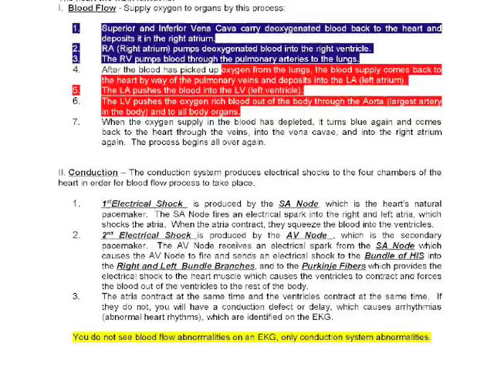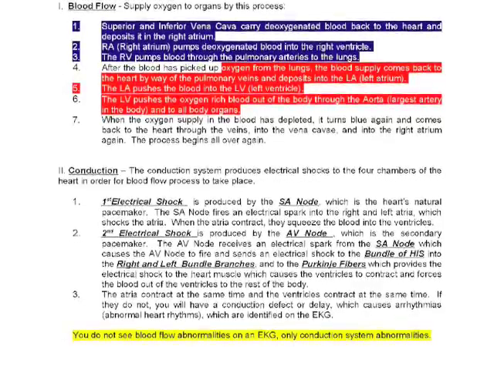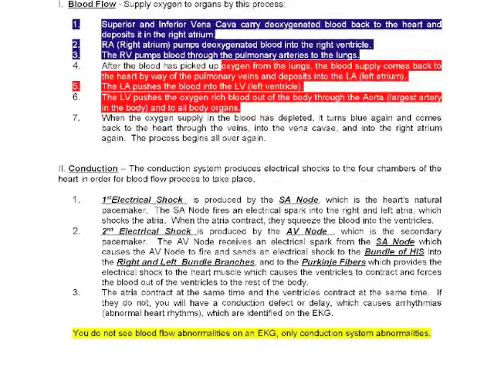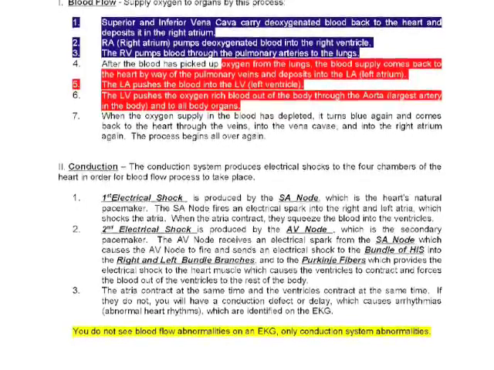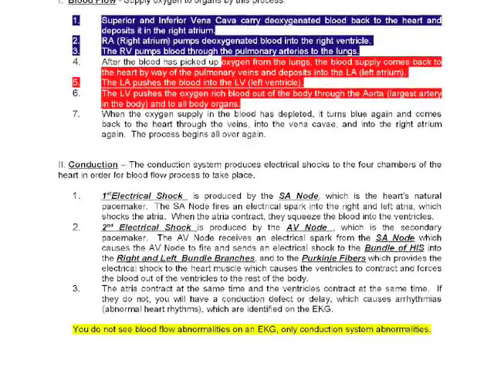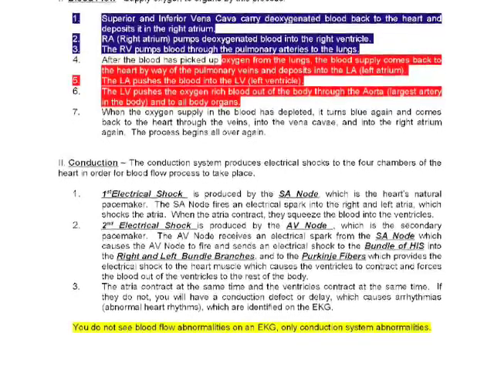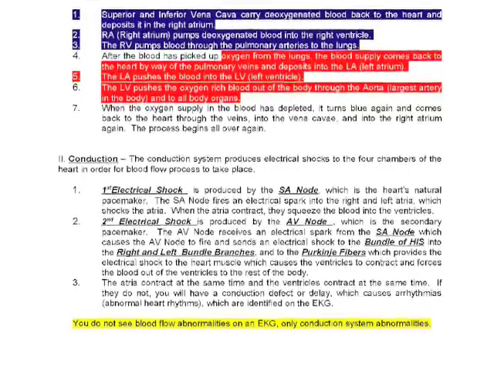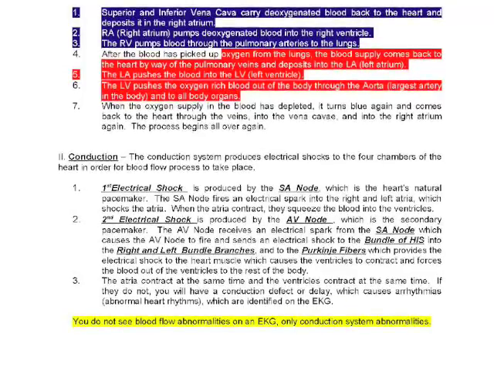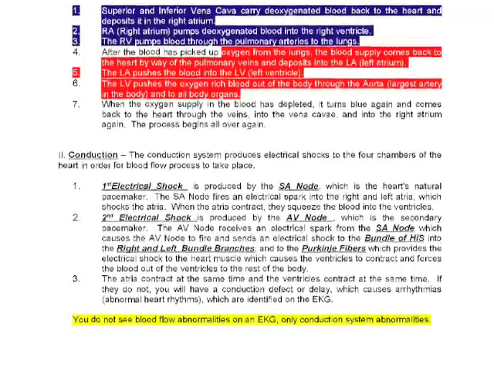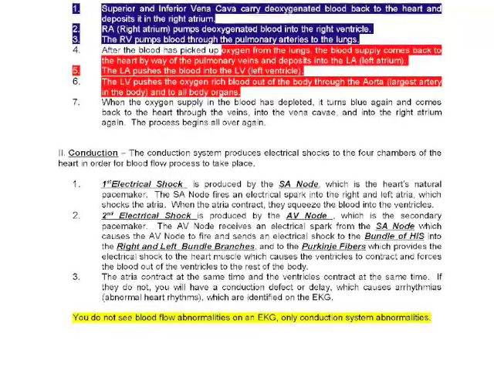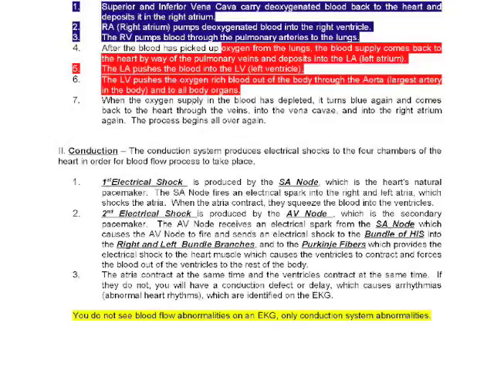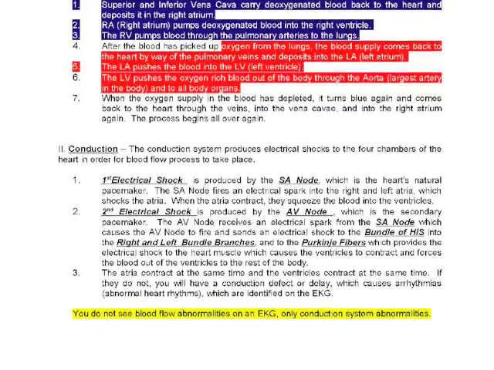Now let's explain that. The first electrical shock is produced by the SA node. That's the heart's natural pacemaker. And if you refer to page 6, it has a nice picture for you. You can actually view page 6 along with page 5. So once again, the first electrical shock is produced by the SA node, which is the sinoatrial node. This is the heart's natural pacemaker.